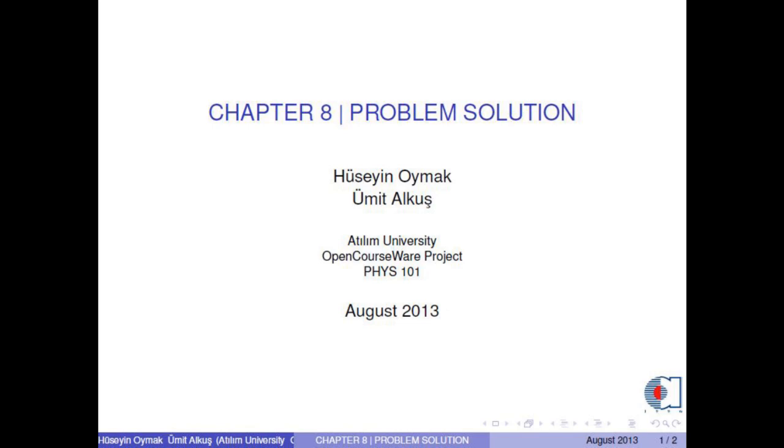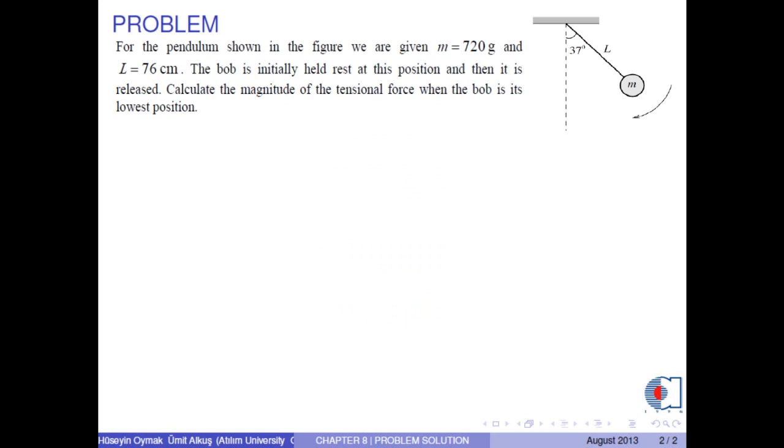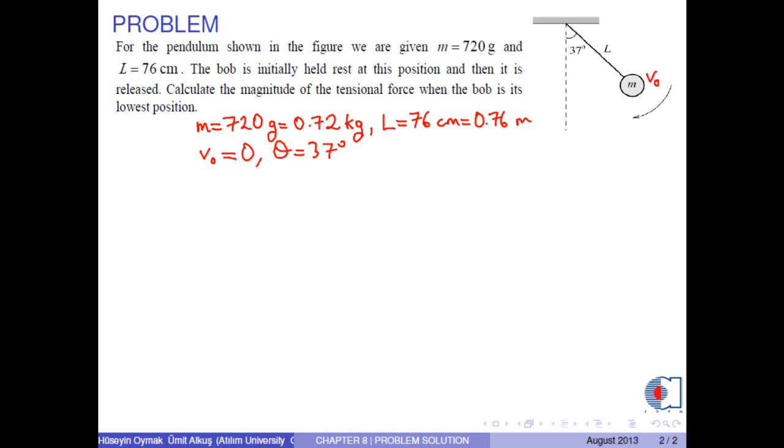In this video, we will solve one problem in Chapter 8. For the pendulum shown in the figure, we are given M as 720 grams and L as 76 centimeters. The bob is initially held at rest at this position and then it is released. Calculate the magnitude of the tensional force when the bob is at its lowest position.